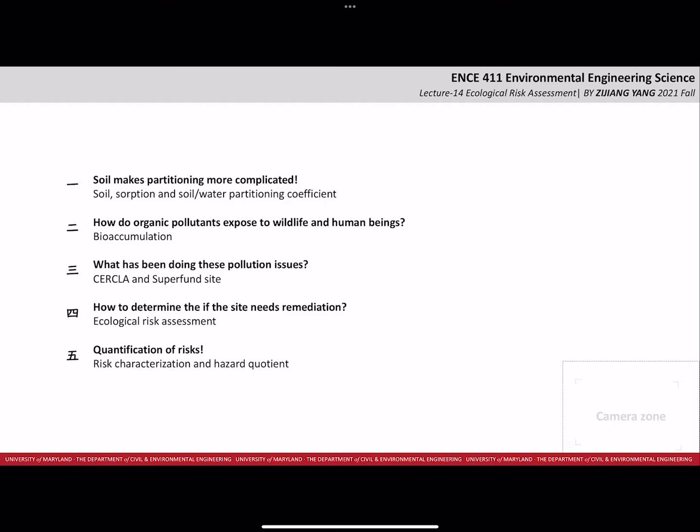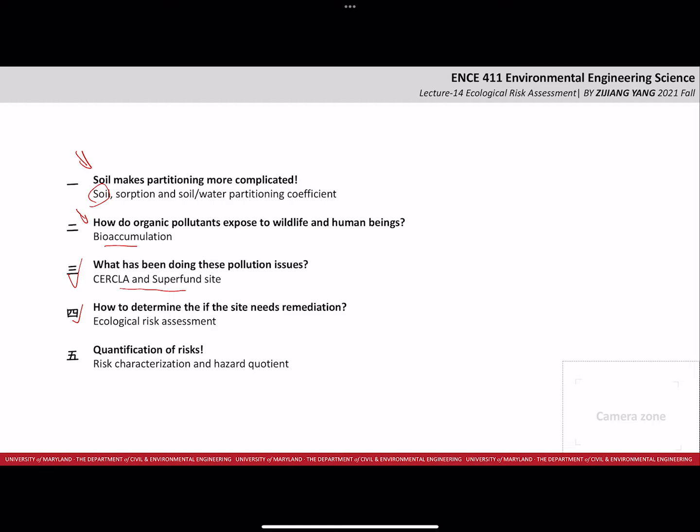Okay, so today we are going to talk about ecological risk assessment. I'll just make sure I'm recording. Okay. Today we have 5 points. For the first one, I would like to talk more about soil, especially the partitioning in soil. And then I will talk about bioaccumulation. The partitioning between the environment and soil and between the environment and biota are also very important. Then I will talk a little about the history of ecological risk assessments, the EPA, and regulatory related stuff. And then we are going to talk about ecological risk assessment.